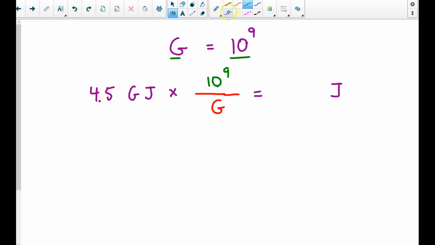So now when we multiply, we'll be having the giga canceling out, and in effect we'll have 4.5 times 10 to the 9 times joules. The joule, the unit, is almost like a factor we multiply by. And so when we finish our answer and finally calculate, the answer will simply be 4.5 times 10 to the 9 joules. That's our final answer.